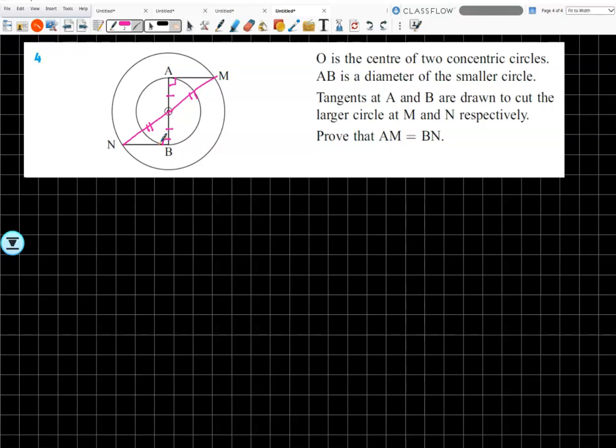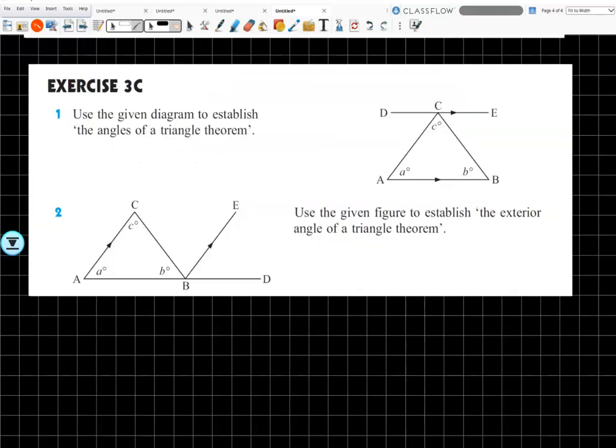All right, let's move on. Oh no, we're going to do a little bit more geometry. Both of these are really great theorems. So use the diagram to establish the angles of a triangle theorem. What is the theorem for angles of a triangle? They add up to 180, okay? But again, we're going, well, we know that they do. Why can't we just say it? What else do you see there?